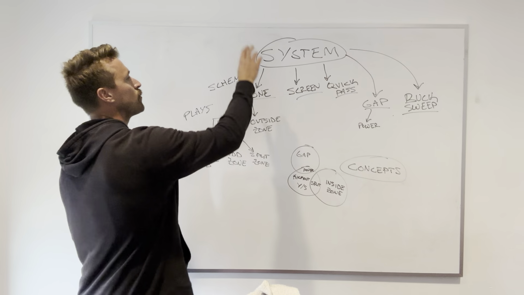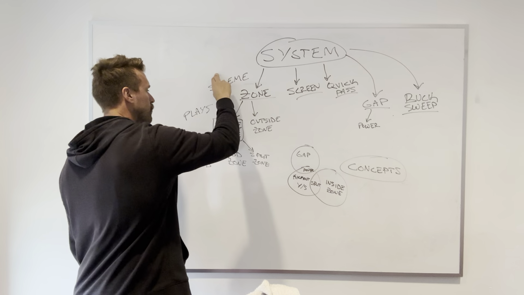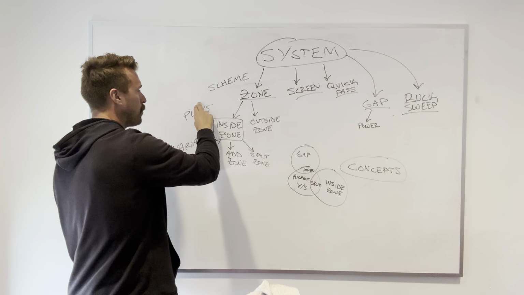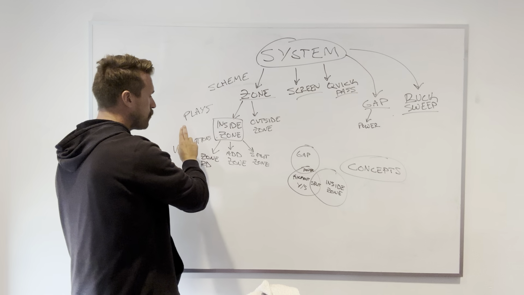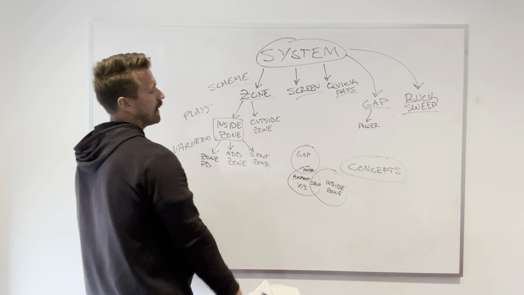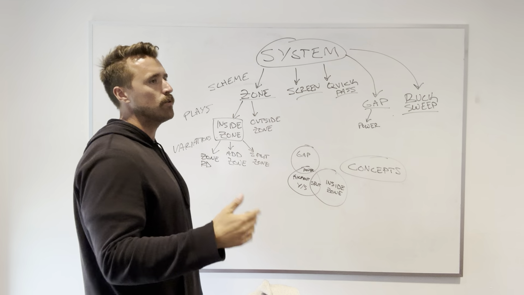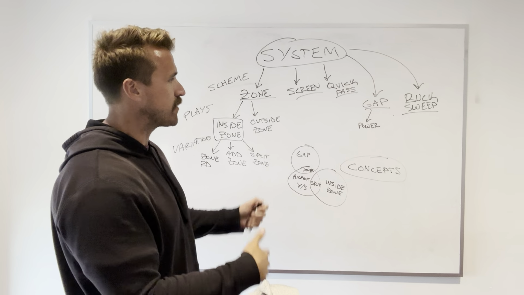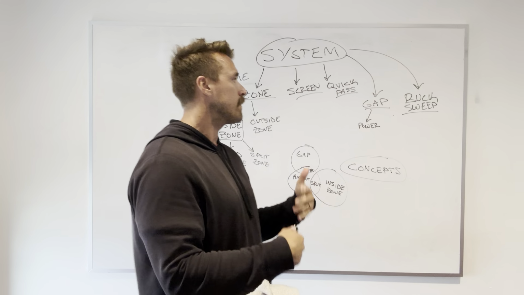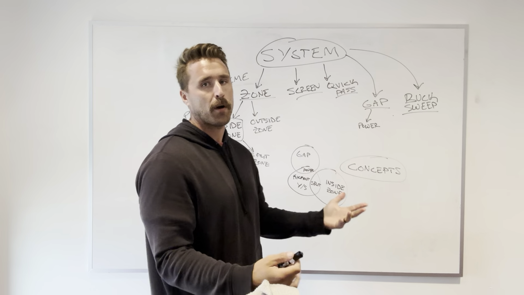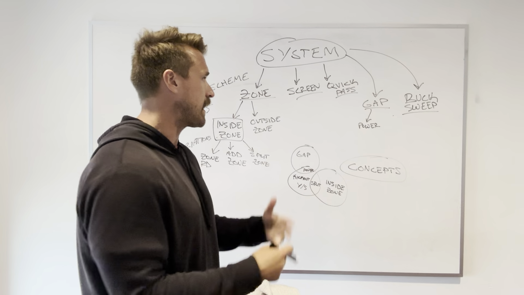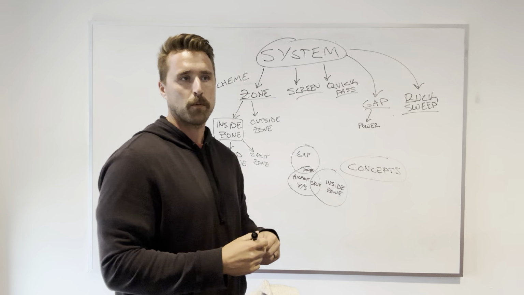And again, to review, you have your system, underneath you have your scheme, underneath your scheme you have plays, and then at the end of that you have your variations. And then over here you have your concepts. So I can tell you, like, hey, the concept is buck sweep. The scheme may be buck sweep. The play may be buck sweep. The concept may be buck sweep, right?